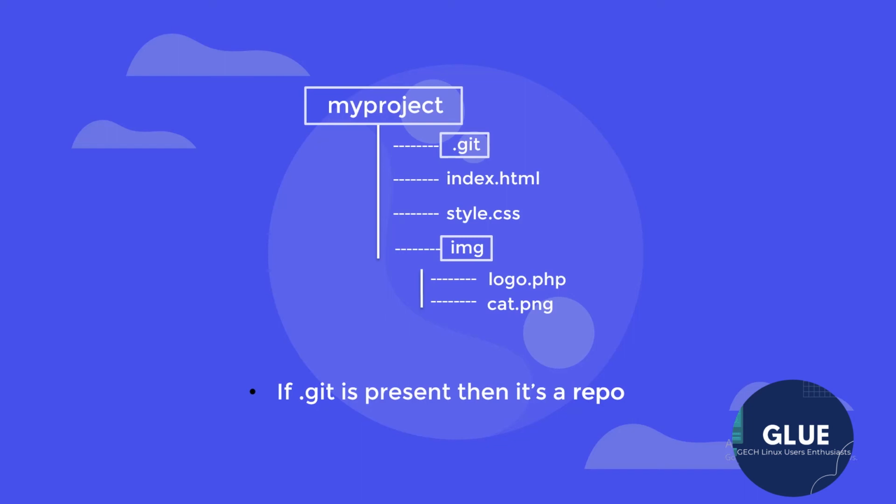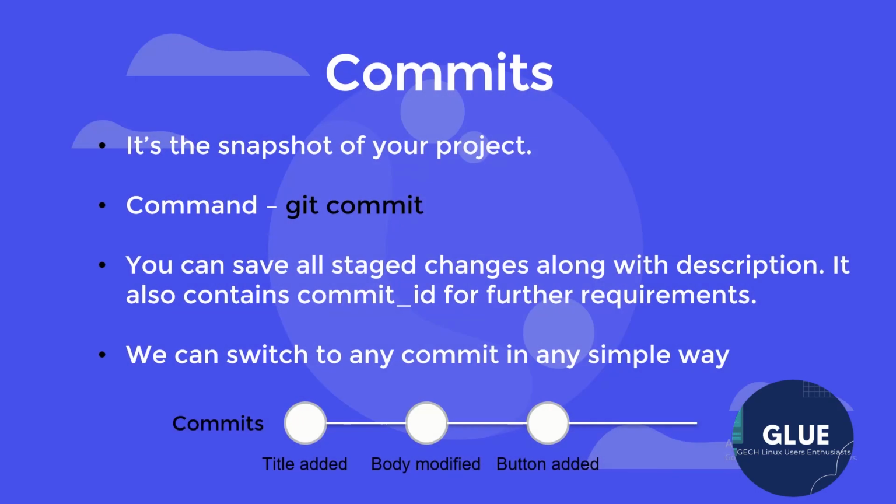Till this point, we have only initialized our Git repository. But what if we do some modifications in the files that are present in the my project folder? Git does not save any changes by default. We have to instruct Git what has to be done and what has to be saved. To do this, we use the term called commits.